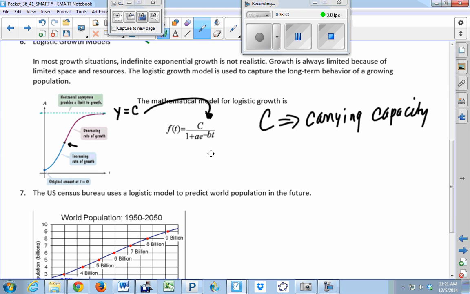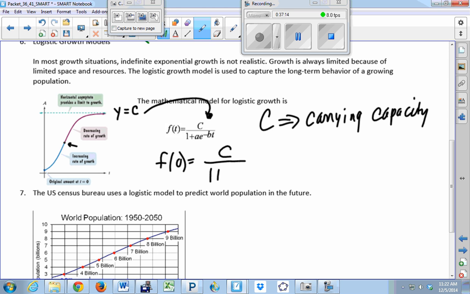So let's take a look. I found an example of this because this can look pretty scary when you look at this formula, c over 1 plus a e to the negative bt. But I want to show you something really quick. If I ask you what was the initial amount of your population, whether that population was people, or gray wolves that they've introduced back into Yellowstone National Park, or bacteria in a petri dish, you can get your answer pretty quickly because the initial time is t equals 0. And look what happens to this formula when you look at t equals 0.